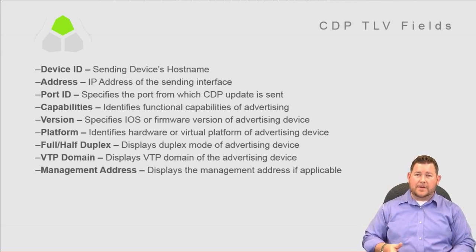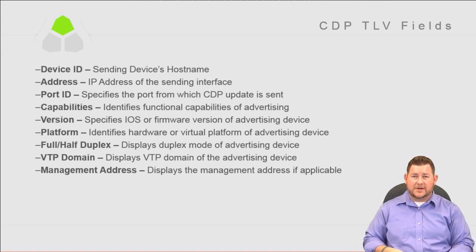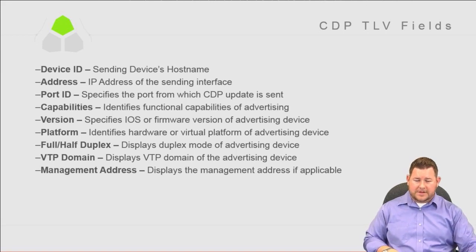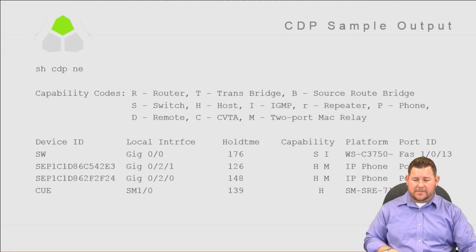You're going to find the capabilities of the device, what the device is actually going to do for you, or what it can do in the network. The version, which could be firmware version, IOS version, call manager version. It can give you a lot of different information there. Platform, which is what that version is running on, or what kind of software it's actually running on, whether it's full duplex, whether it's in a VTP domain, and also the management address of the device if it's applicable. So I believe the next slide here has an example.